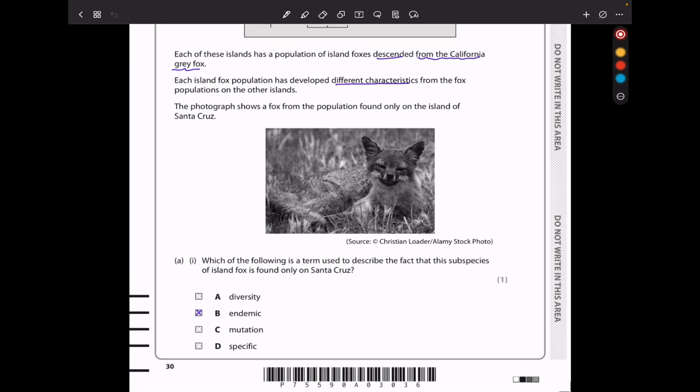In part A, they say which of the following is a term used to describe the fact that this subspecies of island fox is found only on Santa Cruz. It means it's endemic on Santa Cruz, so the answer should be B.